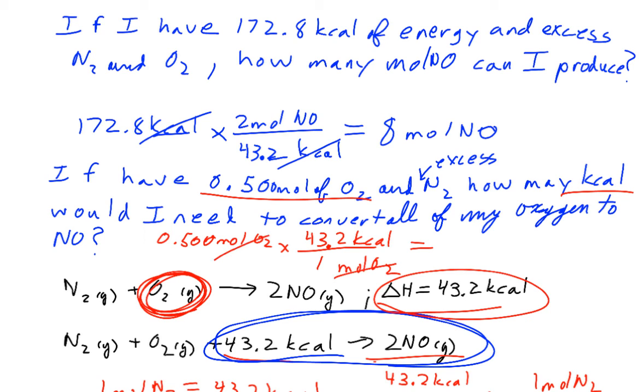Hey, I now have the unit that I'm being asked for in the question, so I must be done. So I multiply everything on top and divide through by everything on the bottom. And that gives me 21.6 kilocalories. And that's all there is to it. Fantastic.